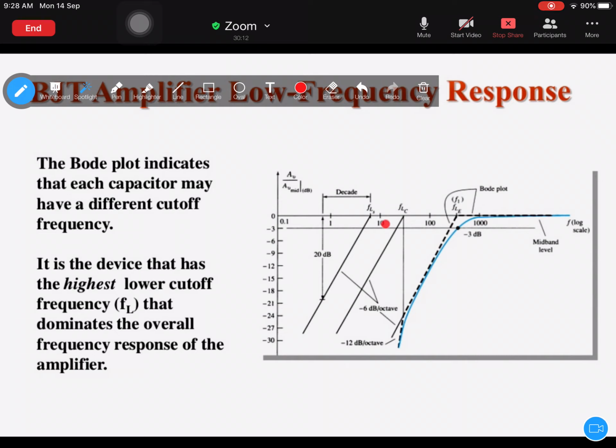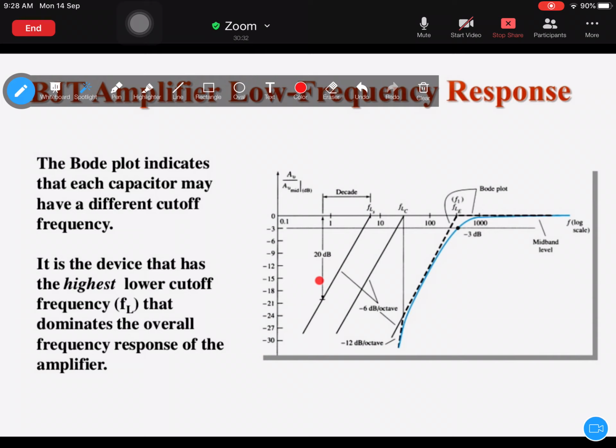See here FLS, FLC and FLE. Among these three, FLE is the highest, so that is why he has considered that as the cutoff frequency. Beyond that you should not operate. Beyond that means lower than that frequency you should not operate the transistor.